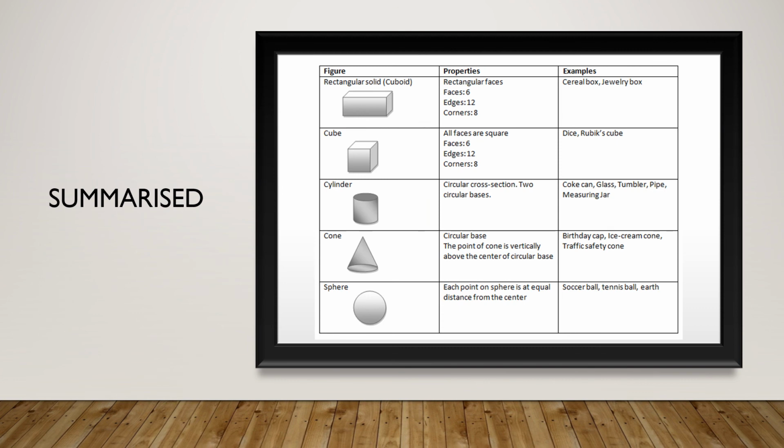To summarize, from the 2D planes, we have learned the 3D shapes and these comprise rectangular solid, which is known as cuboid, cube, cylinder, cone, and sphere. Their properties are listed in the table as well as the examples are given for your reference.